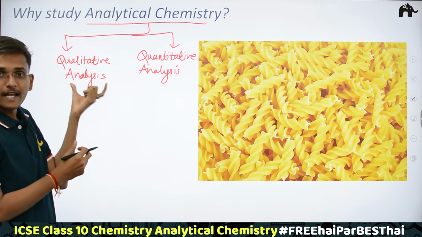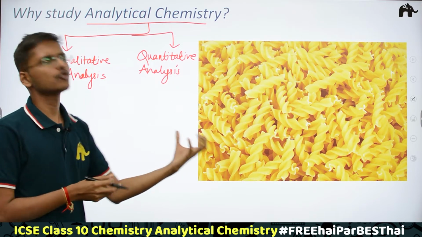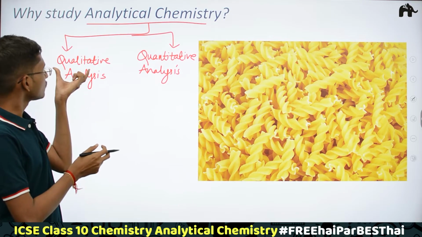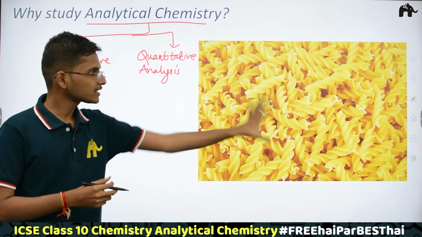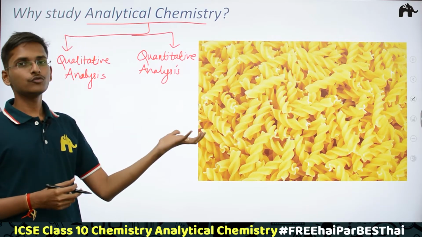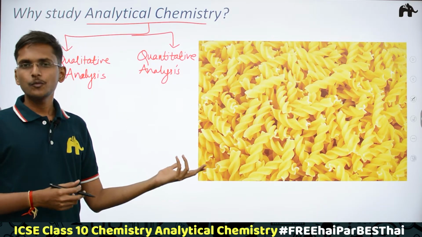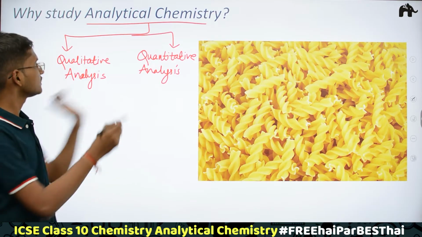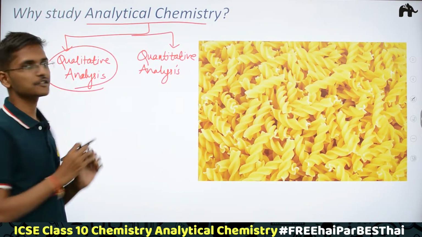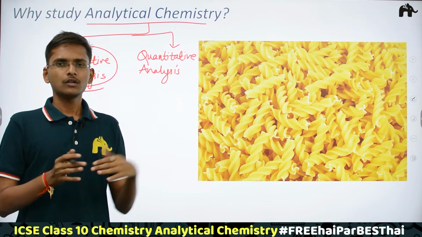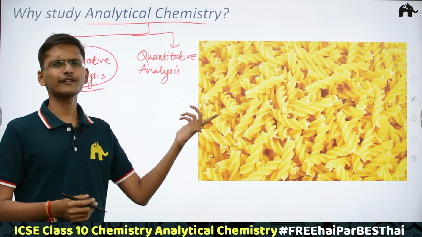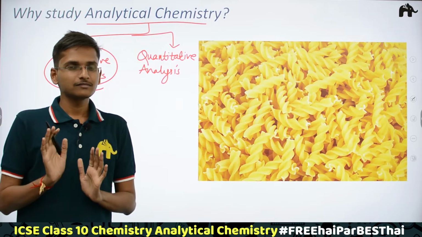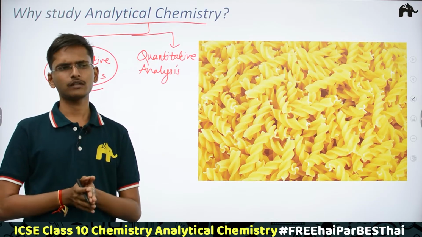So such type of analysis, where we are actually checking the quality, I'm checking the presence of a particular component in that substance, and that component may be harmful or may not be harmful. Such type of analysis is qualitative analysis. Now suppose I didn't find lead, so it's well and good, I will quickly make pasta and eat, but if I found lead, okay, fine.